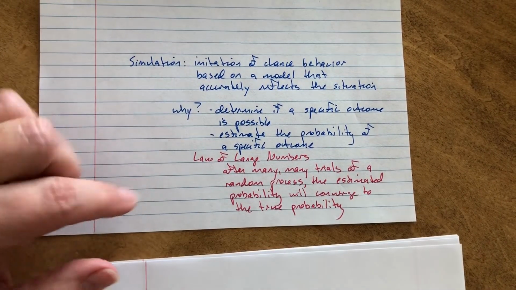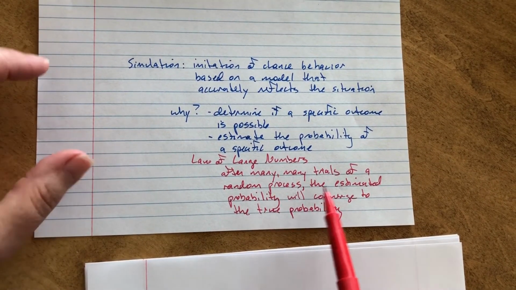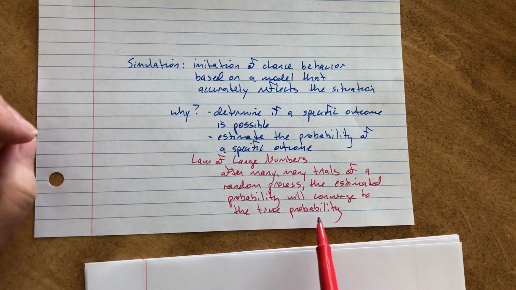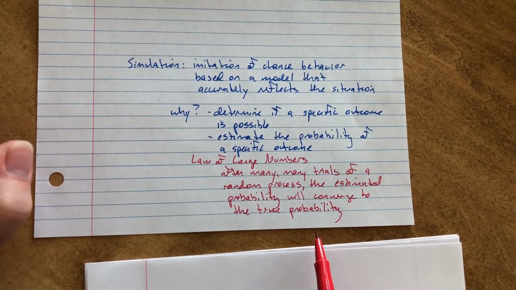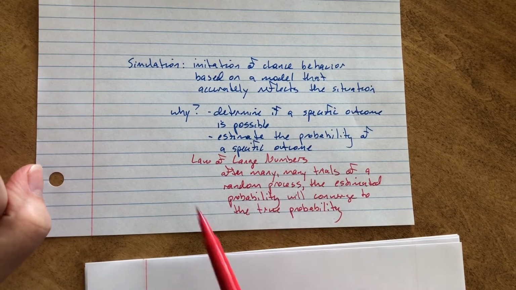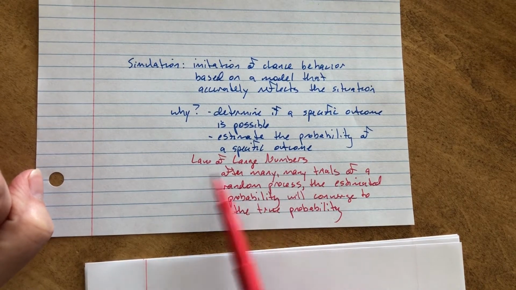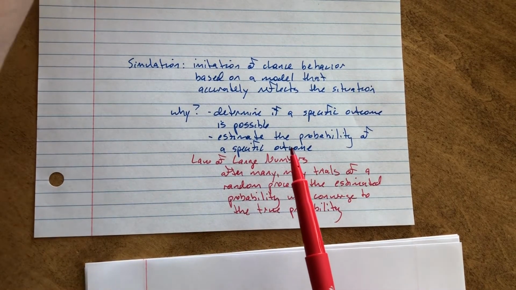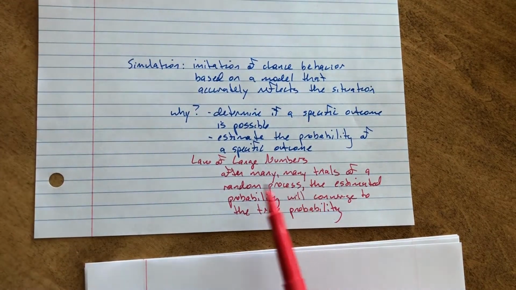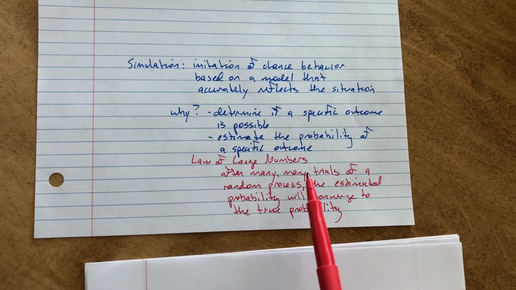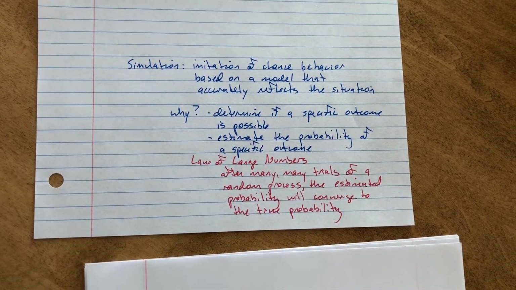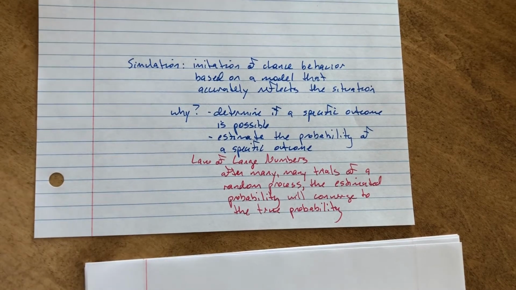And why does this work? Because of the law of large numbers. After many, many trials of a random process, the estimated probability will converge to the true probability. So I'm going to do a simulation, and we're going to do a large number of trials, probably up to 20. I should probably go more, 100, 200, but we have a time constraint. I'm just using my calculator.